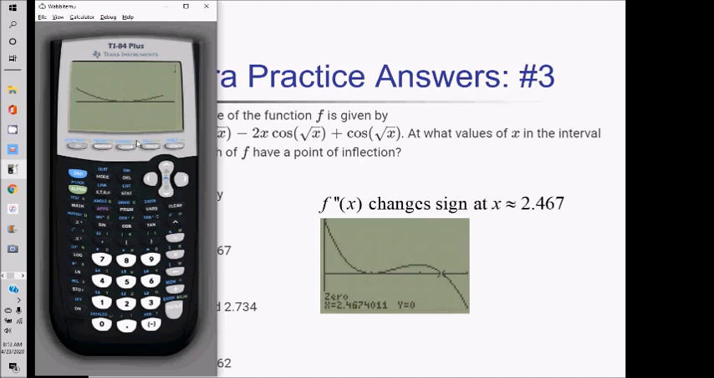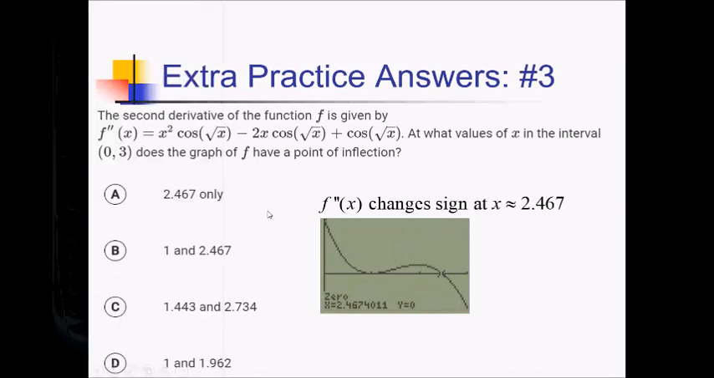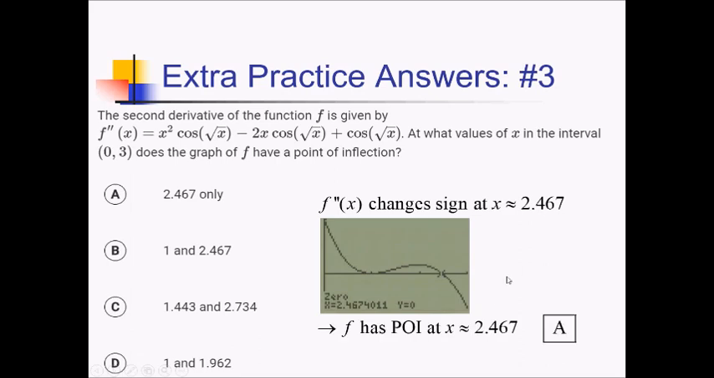Now, let's say that it isn't a bounce and it's actually crossing. That would give us not one extra, but 2 extra x-intercepts, which would mean we would have a total of 3 crossings. Since there's no answer choice for 3, I think we can safely assume that that's a bounce and not a double crossing. So because f double prime then changes sign at this value only, we can say f has a point of inflection at x equals 2.467 only. So that's going to be answer choice A.